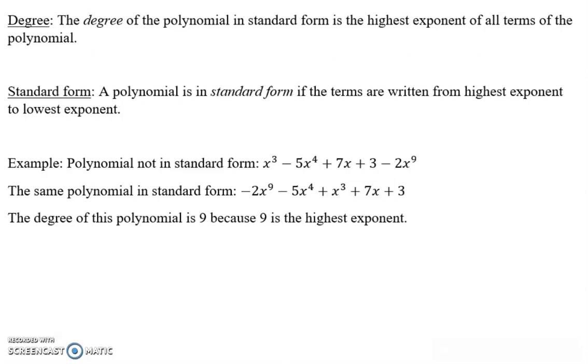So it's negative 2x to the 9th minus 5x to the 4th plus x cubed plus 7x plus 3. Notice how I kept the signs. So we subtracted 2x to the 9th when that became the first term in standard form. The negative stayed with it. Okay? And then also the degree of the polynomial is 9 because 9 is the highest exponent. Okay? And you can tell that in standard form or not in standard form that the degree is 9.